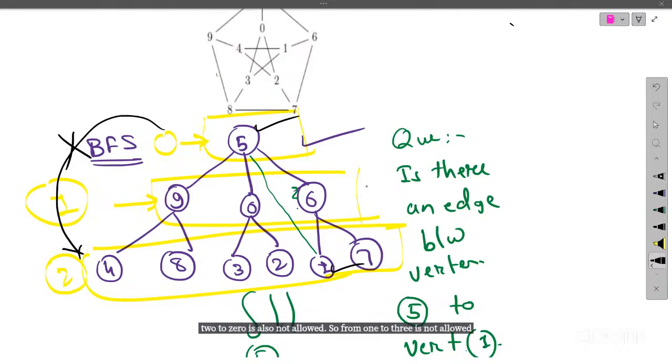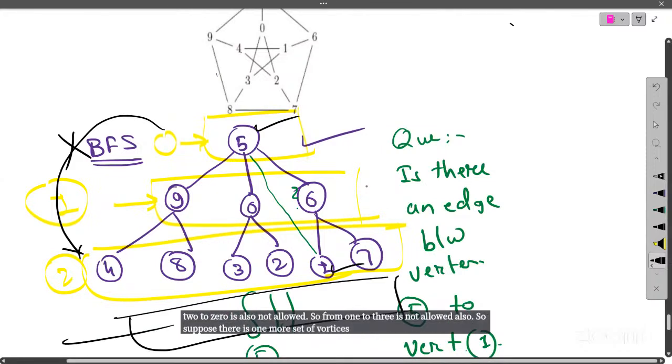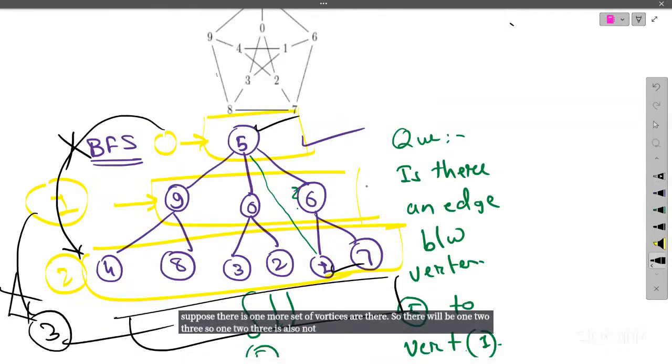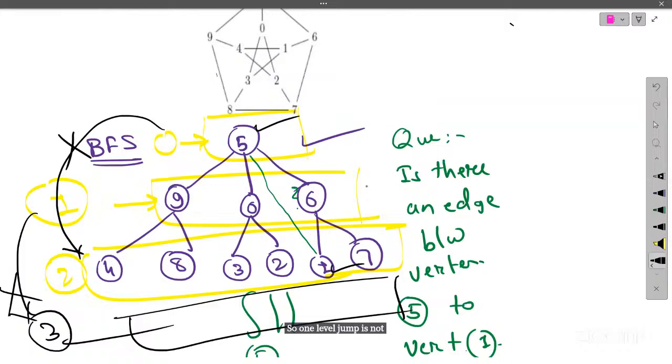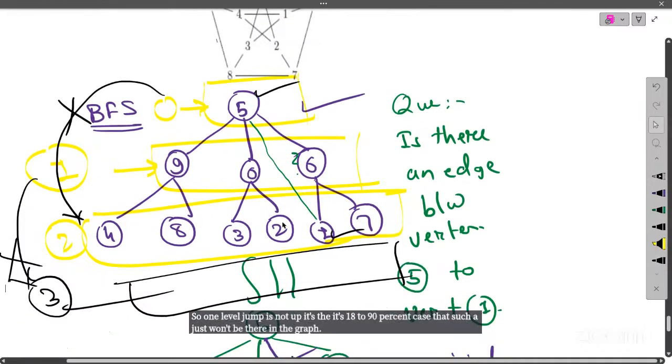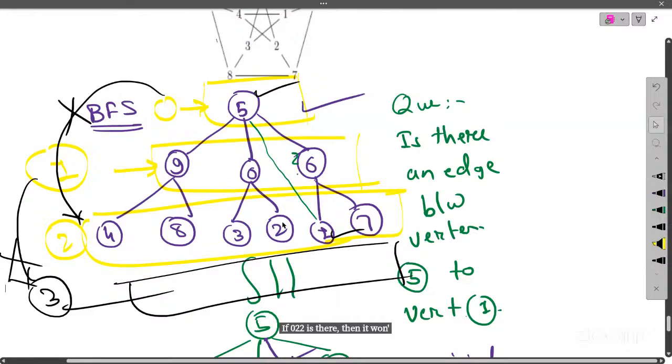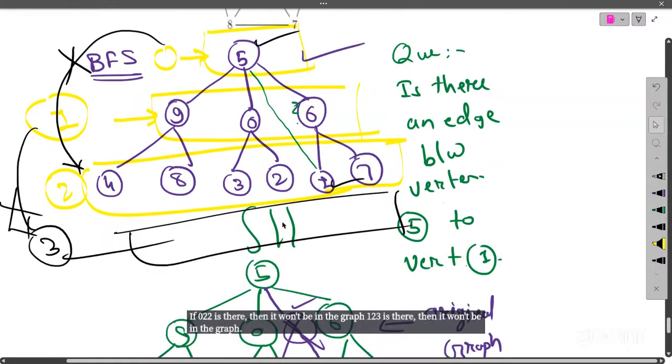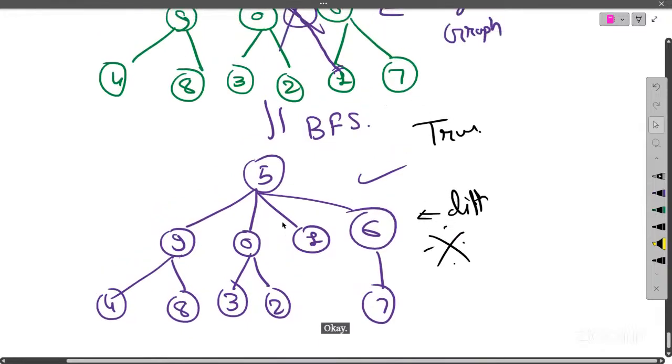So from 1 to 3 is not allowed also. Suppose there is one more set of vertices, so there will be levels 1 to 3. So 1 to 3 is also not allowed. A one level jump is not allowed. In 80 to 90% of cases, such edges won't be in the graph. If 0 to 2 is there, then it won't be in the graph. If 1 to 3 is there, then it won't be in the graph. So the basic reason is this.